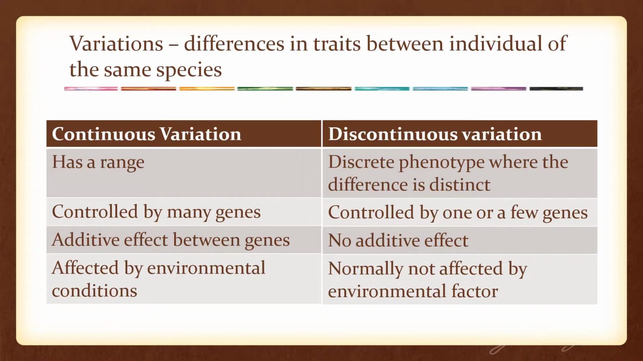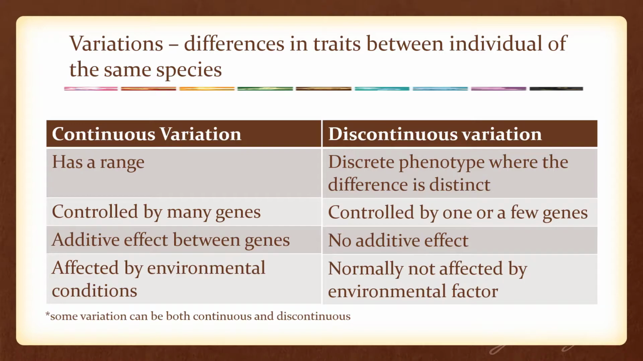So even if you drink a lot of alcohol, increase your alcohol tolerance, your face will still become red. So normally this discontinuous variation is not affected by environmental factors. So it's controlled by one or just a few genes, and there is no additive effect. Just take note, there are some variations that can be both continuous and discontinuous variation.